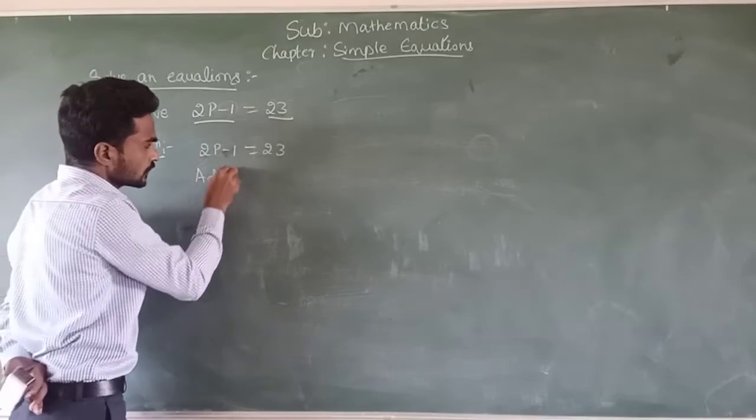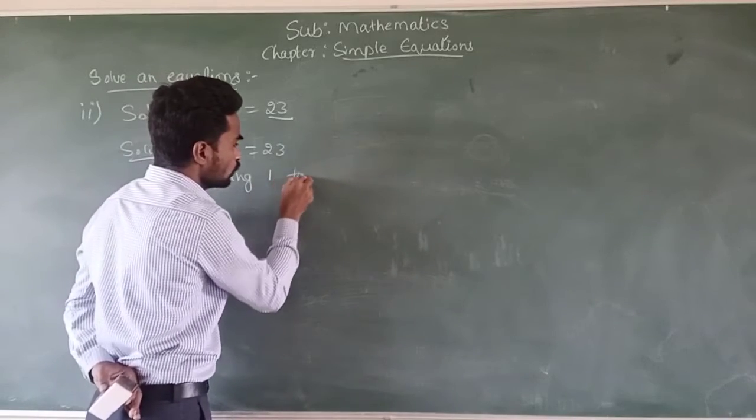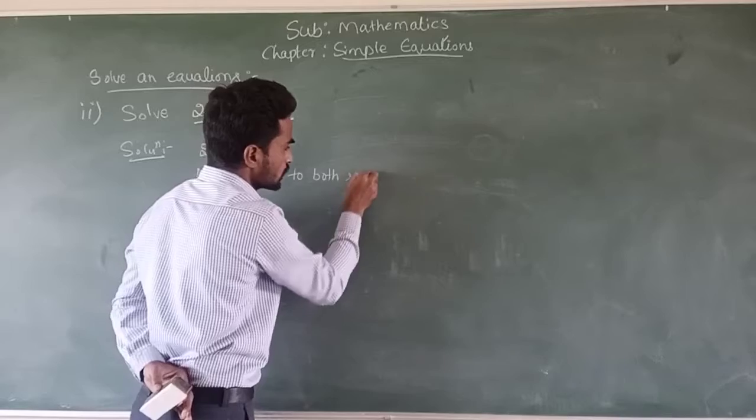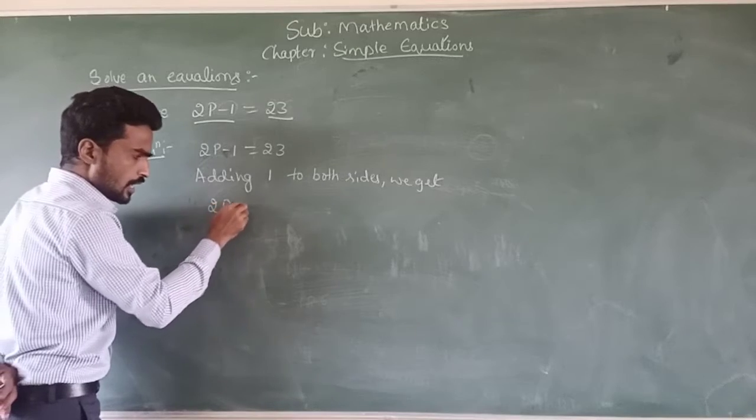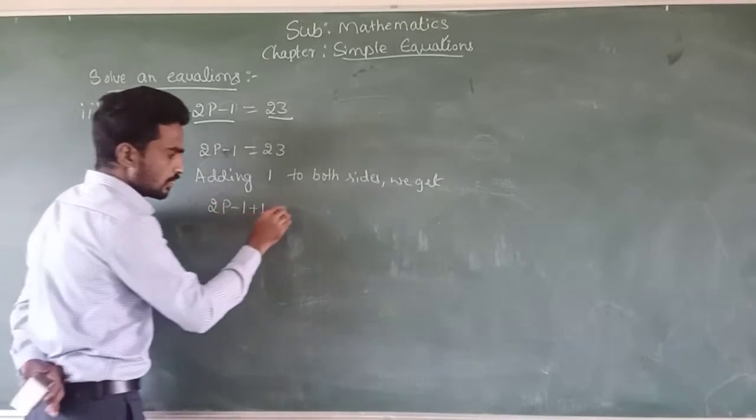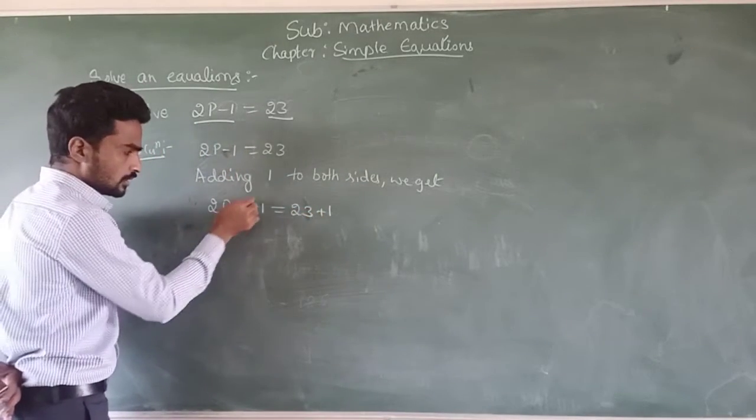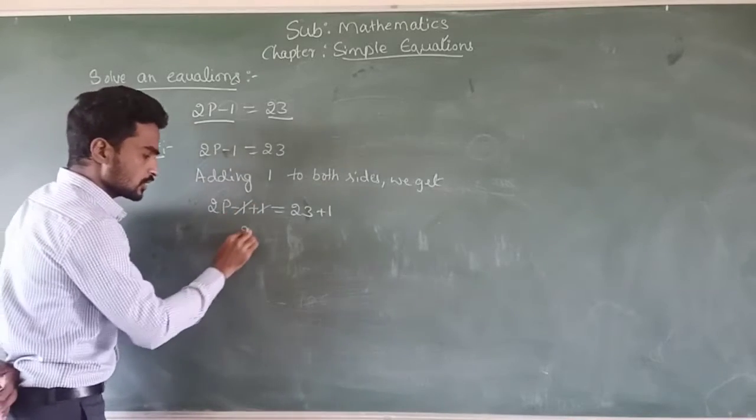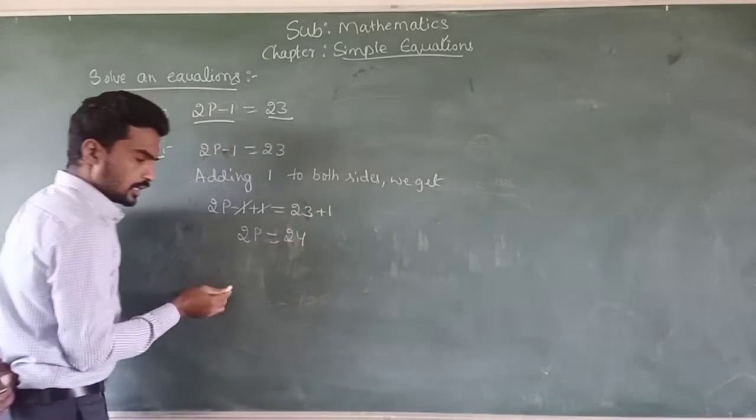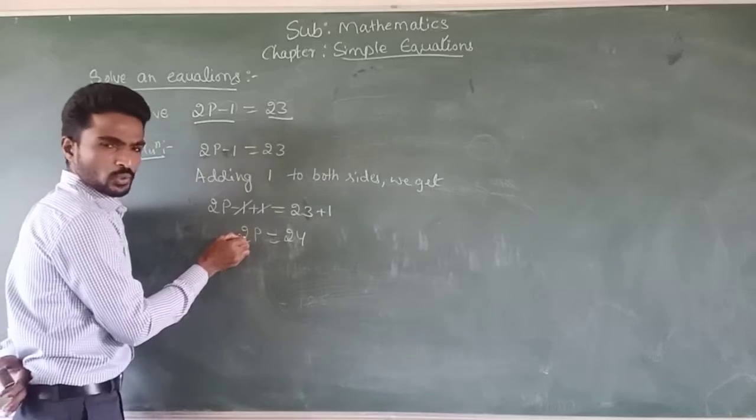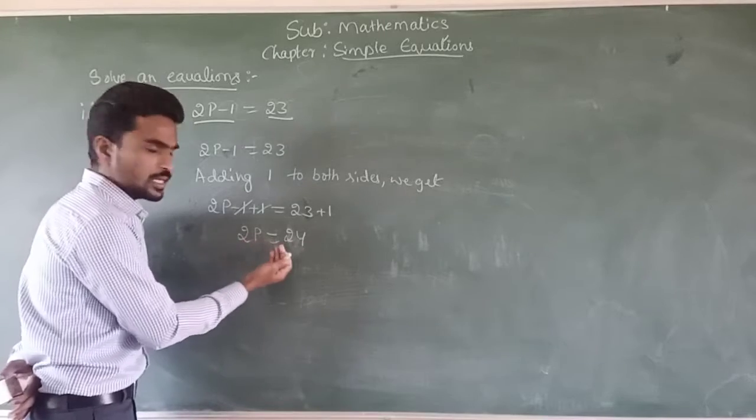Now adding 1 to both sides, we add 1 to the LHS and also to the RHS: 23 plus 1. Then minus 1 plus 1 cancel out. The remaining term is 2p. 2p is equal to 23 plus 1, which is 24. Here p is multiplied by 2. Therefore, to cancel this 2, we divide both sides by 2.